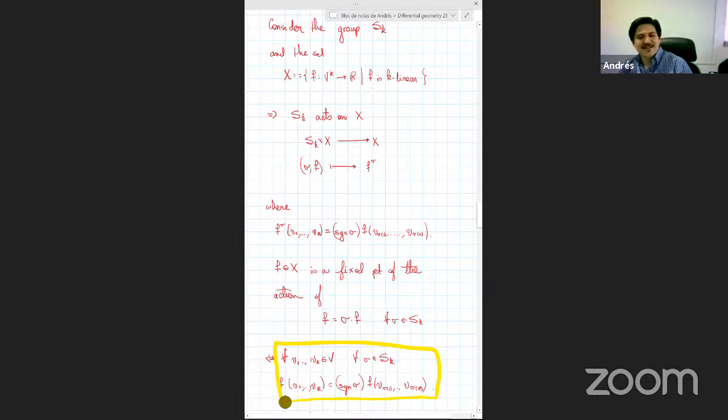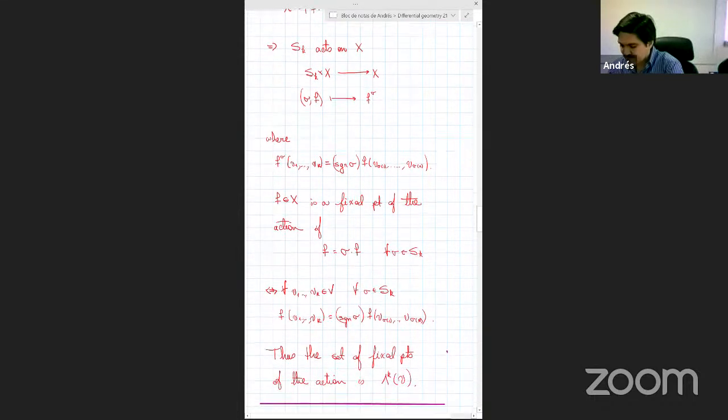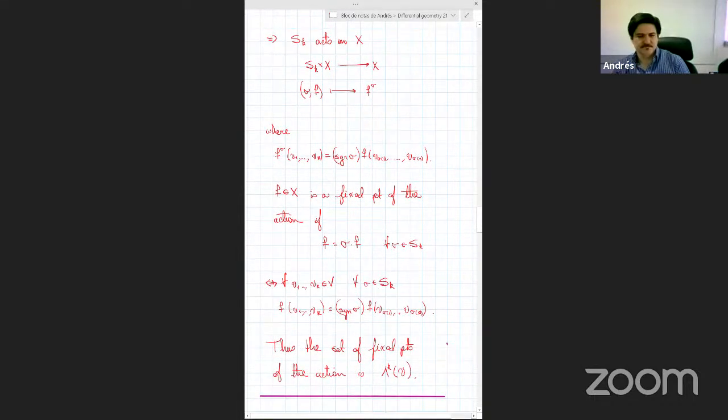In other words, the set of fixed points of this action is precisely the set of alternating k-linear maps. So that's an alternative description of the alternating k-linear maps as the fixed point set of this action. This was more or less trying to review some concepts of actions.